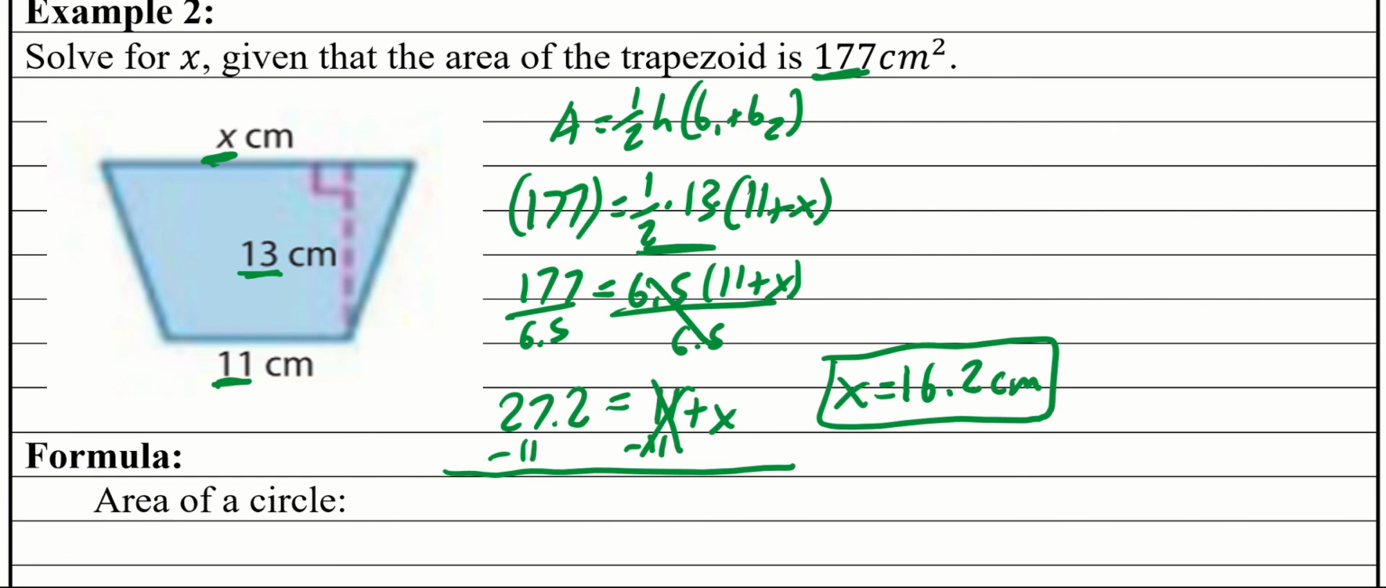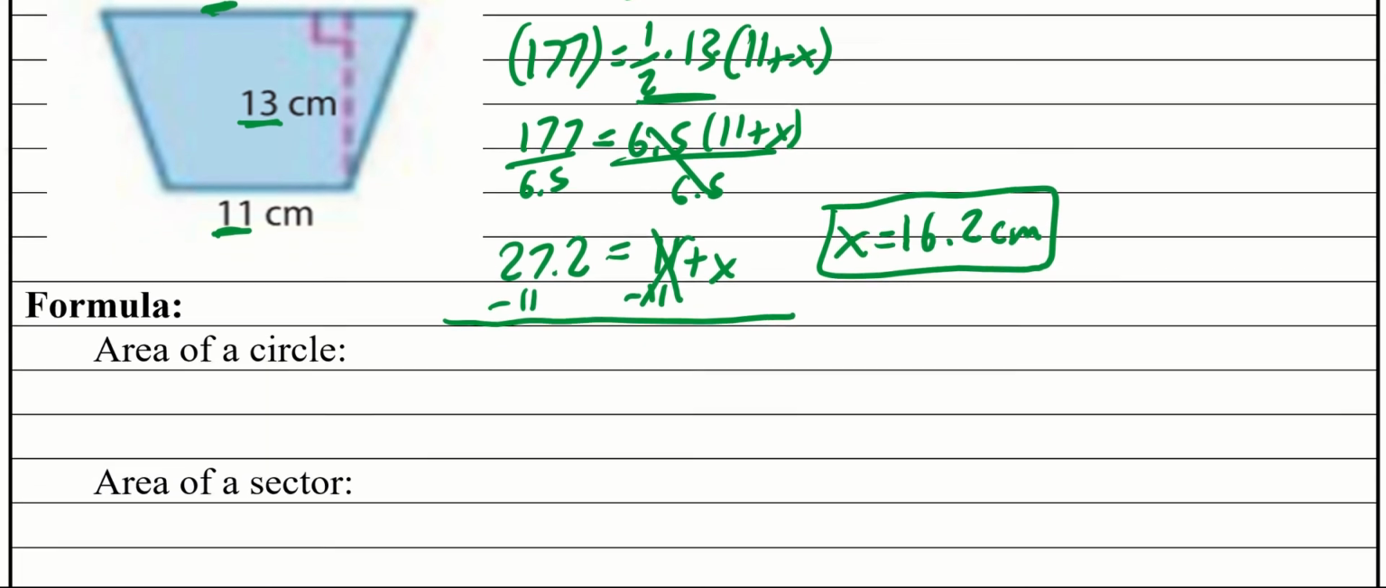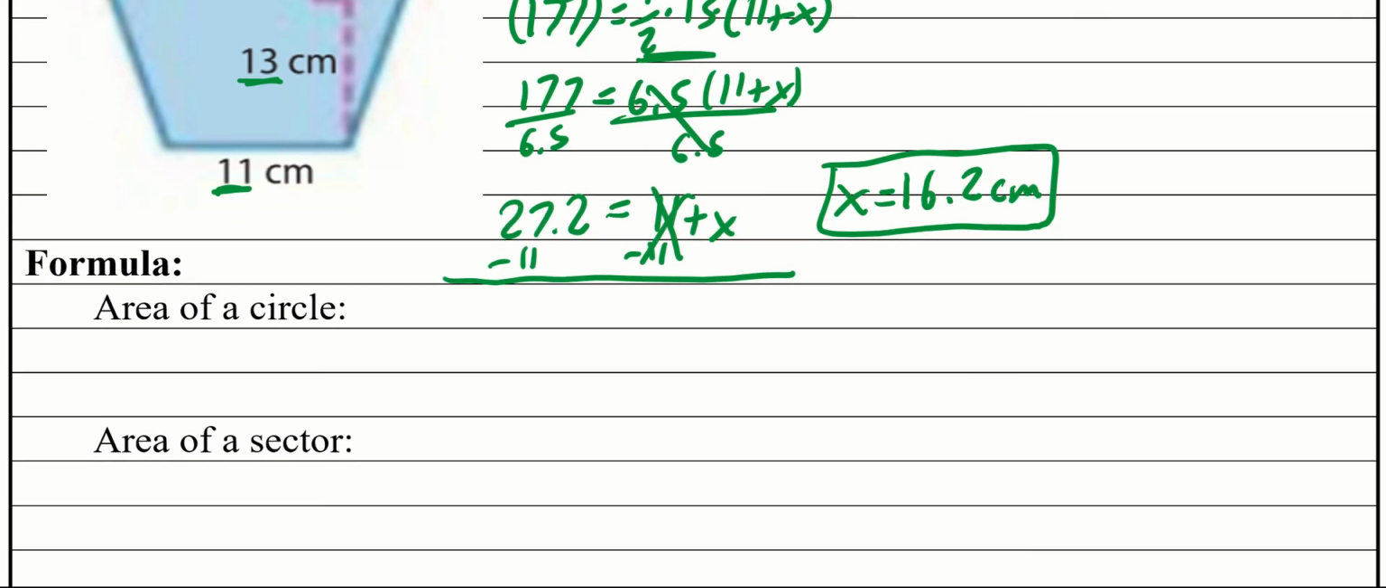All right, last couple formulas that we need to look at, make sure we understand how to use, is the area of a circle and the area of a sector. So first off, area of a circle. Hopefully you've learned this before, but if not, here's what it is.